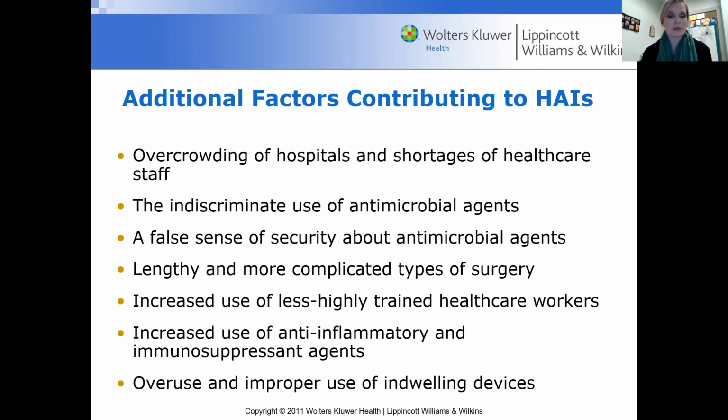Lengthy and more complicated types of surgery, meaning patients are sometimes open on the table longer, making them more vulnerable. Increased use of less highly trained healthcare workers. Again, sometimes shortages of healthcare staff in these overcrowded hospitals. Oftentimes we're just trying to get people in there as quickly as possible, and they're not trained as properly as they should be.